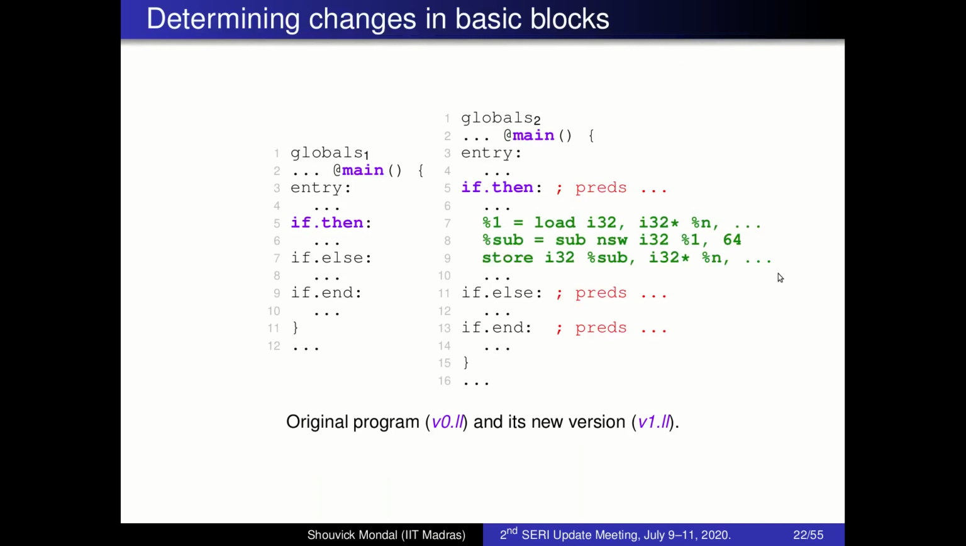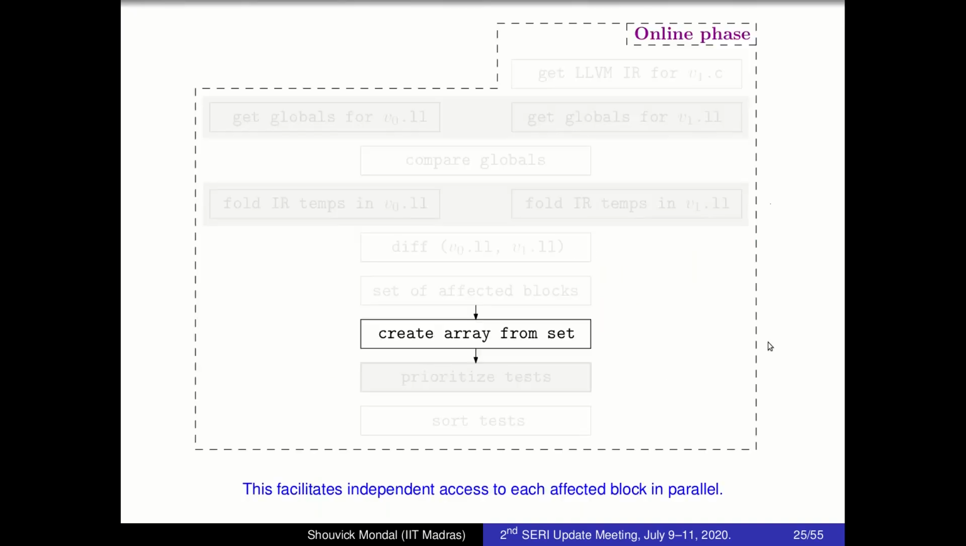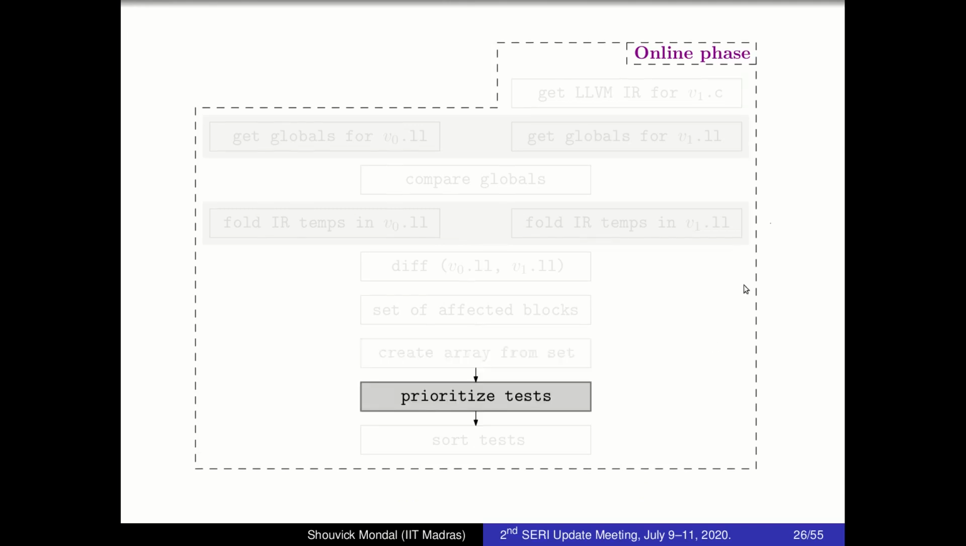We perform the diff and create the set of affected blocks. The affected block here is a function name and block name, so in this case we have main, if then. Now we want to do the prioritization in parallel. So what we do is create an array so that we can access each block independently.